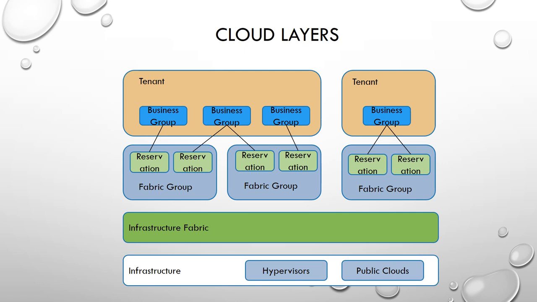Finally, if we were to compile all of the layers discussed in this tutorial, this is how a complete picture will look. At the bottom, we have the infrastructure, which is aggregated in the form of fabric, which are then divided in the form of fabric groups and are further divided into reservations for ease of manageability. Then we have the logical segregations called tenants, which are divided into business groups, and the reservations that were created earlier are attached to them.